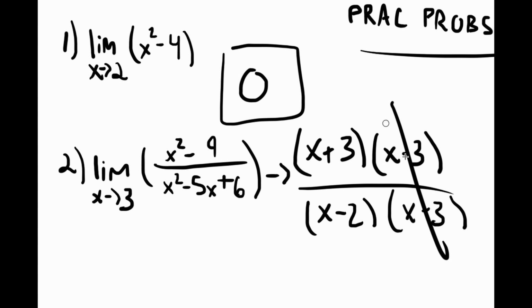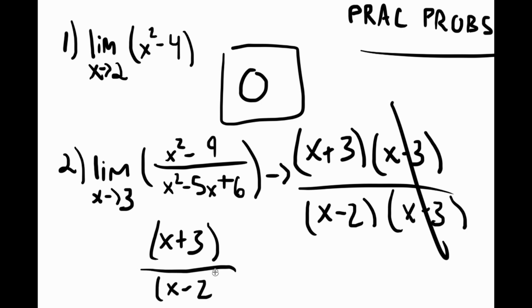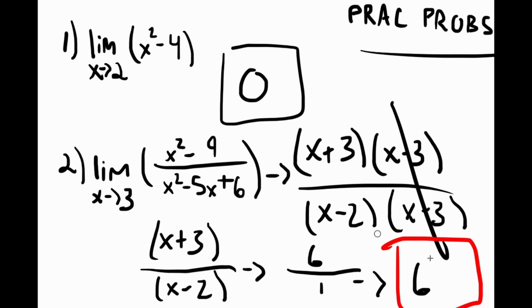Alright, so we're just going to basically have the expression like this now. x plus 3 divided by x minus 2. And now that we have something we could use that doesn't turn into 0, we plug in x for 3. And we basically get 6 over, I think, 1, which is 6. Right there.